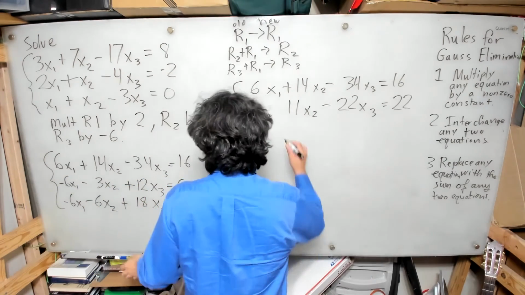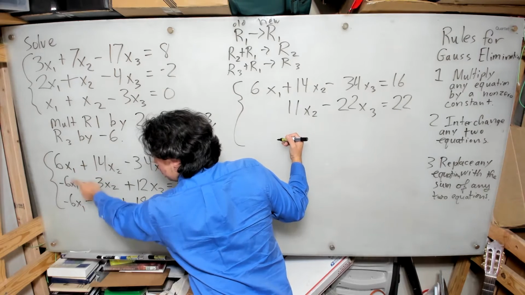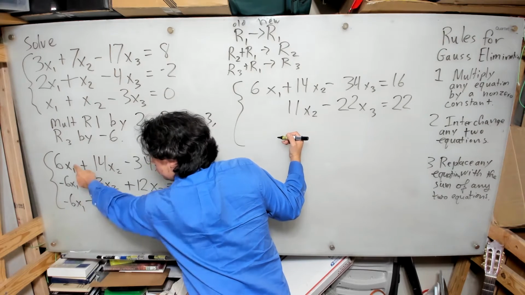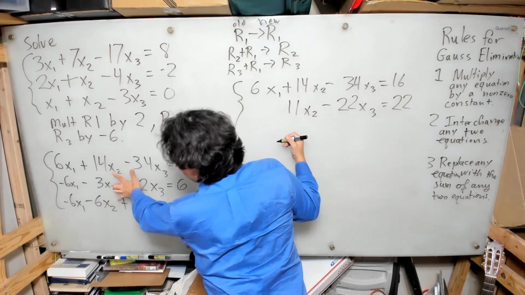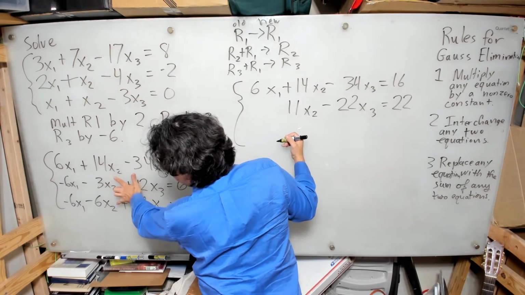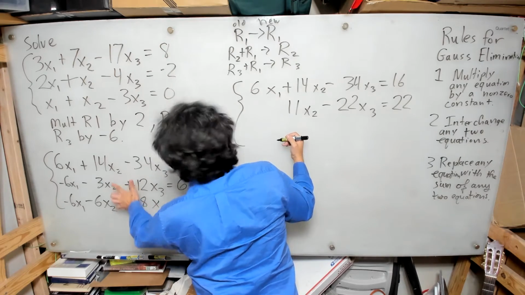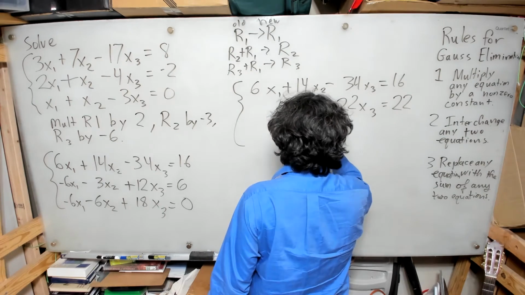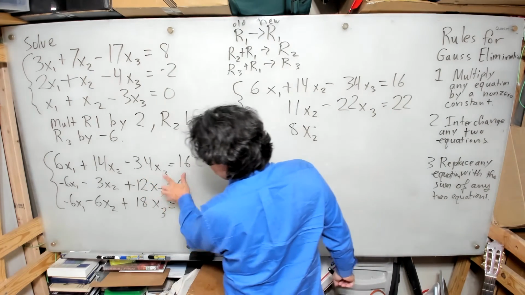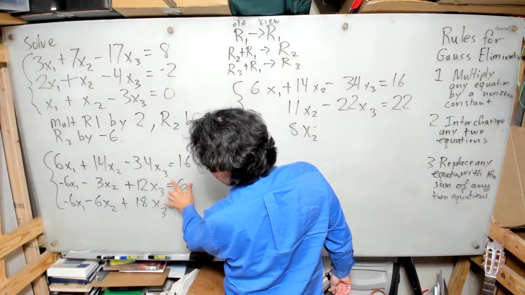Now finally, for this third row of this equation, if I add the x1s, 6 minus 6, that's 0. Now I'm going to add these two. 14x2 plus negative 6x2, that's positive 8x2. And then here, the negative 34x3 plus 18x3.